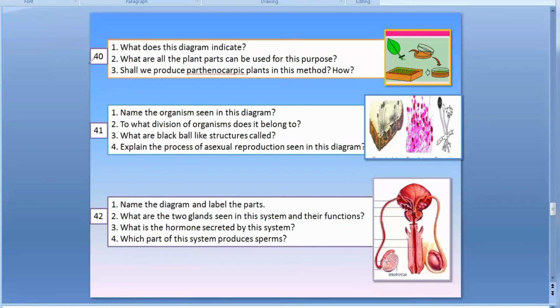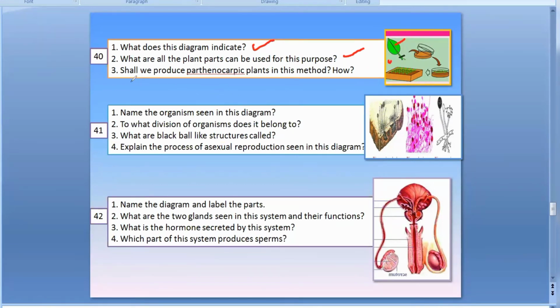Now, 40. What does this diagram indicate? It is tissue culture. What plant parts can be used for this purpose? Mainly, in tissue culture we take a leaf portion or tissue or cell, whatever it may be. If we take the cells part alone, nothing will happen. If we take the organ, the whole leaf, nothing will happen.